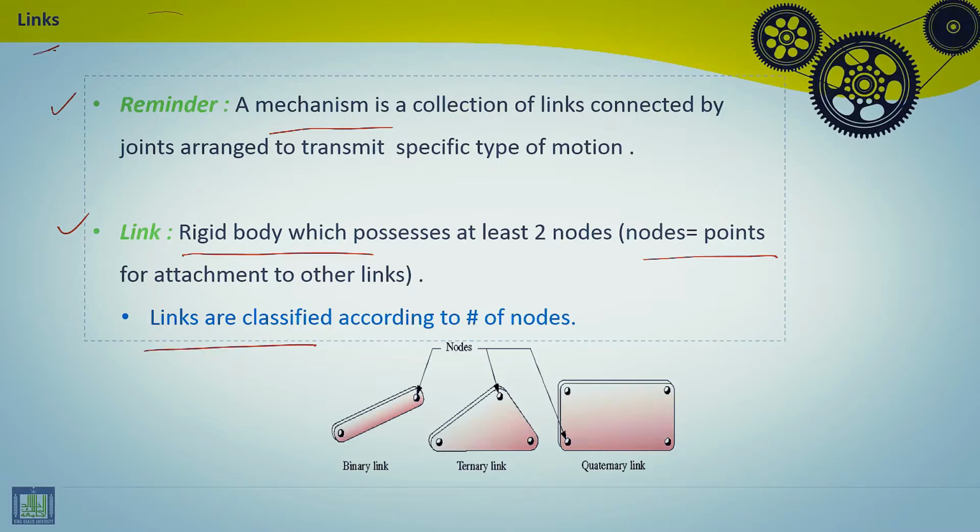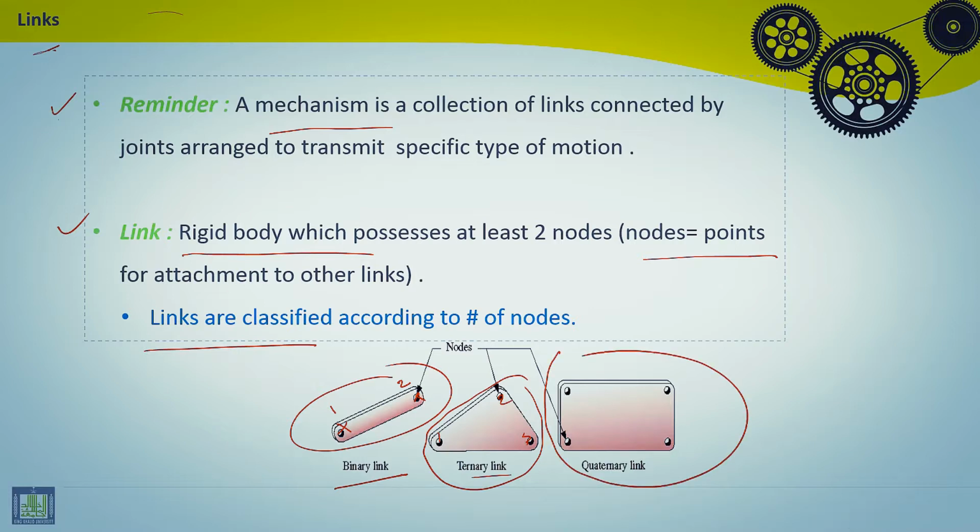Links are classified according to number of nodes. For example, here we have two nodes. Number 1, number 2. It is called binary link. For this one, we have three nodes. Number 1, number 2, number 3. It is called ternary link. Last example, we have 4 nodes, 1, 2, 3, and 4, for example. It is called quaternary link.